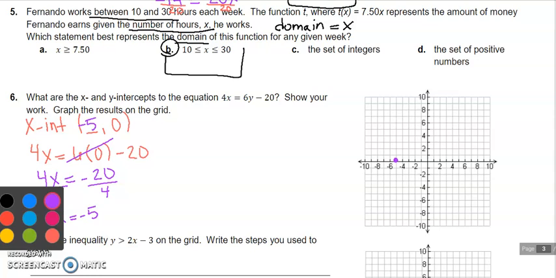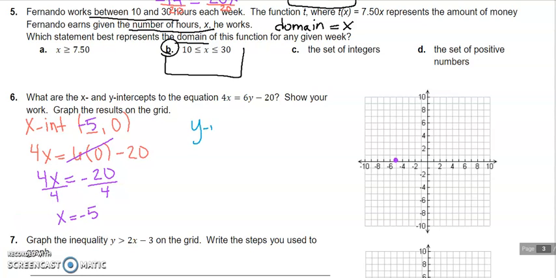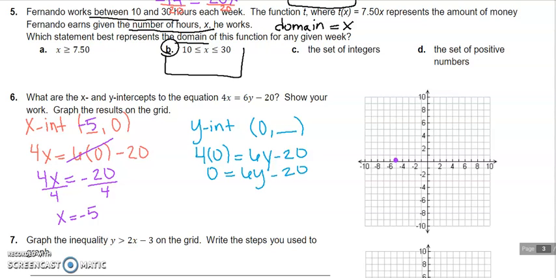And I can graph it. All right, the next one is your y-intercept. So similar idea here, except we're going to plug in a 0 for the x and solve for the y. So when I plug in a 0 for the x, I get 4 times 0 equals 6y minus 20. So I'm going to break this down. I get 0 equals 6y minus 20. I'm going to add 20 to both sides. And then I'm going to divide by 6.